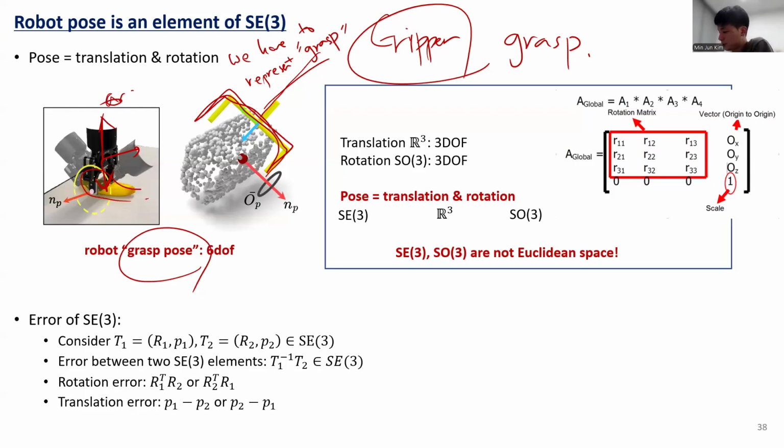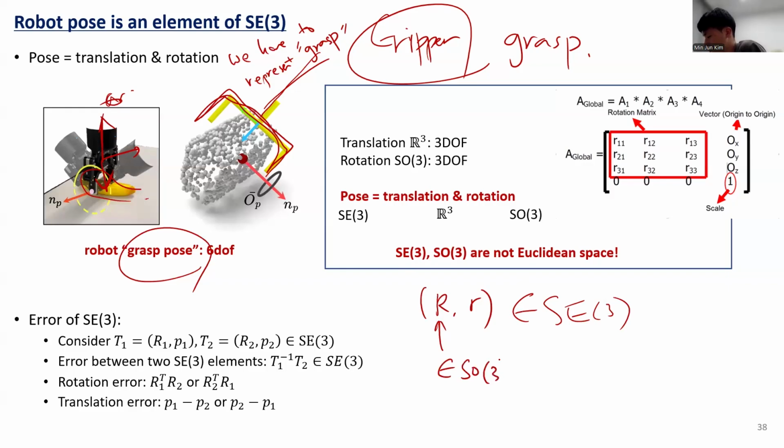And since this consists of rotation and translation, this belongs to SE3. And this rotation belongs to SO3. Right? So that's why we need it.